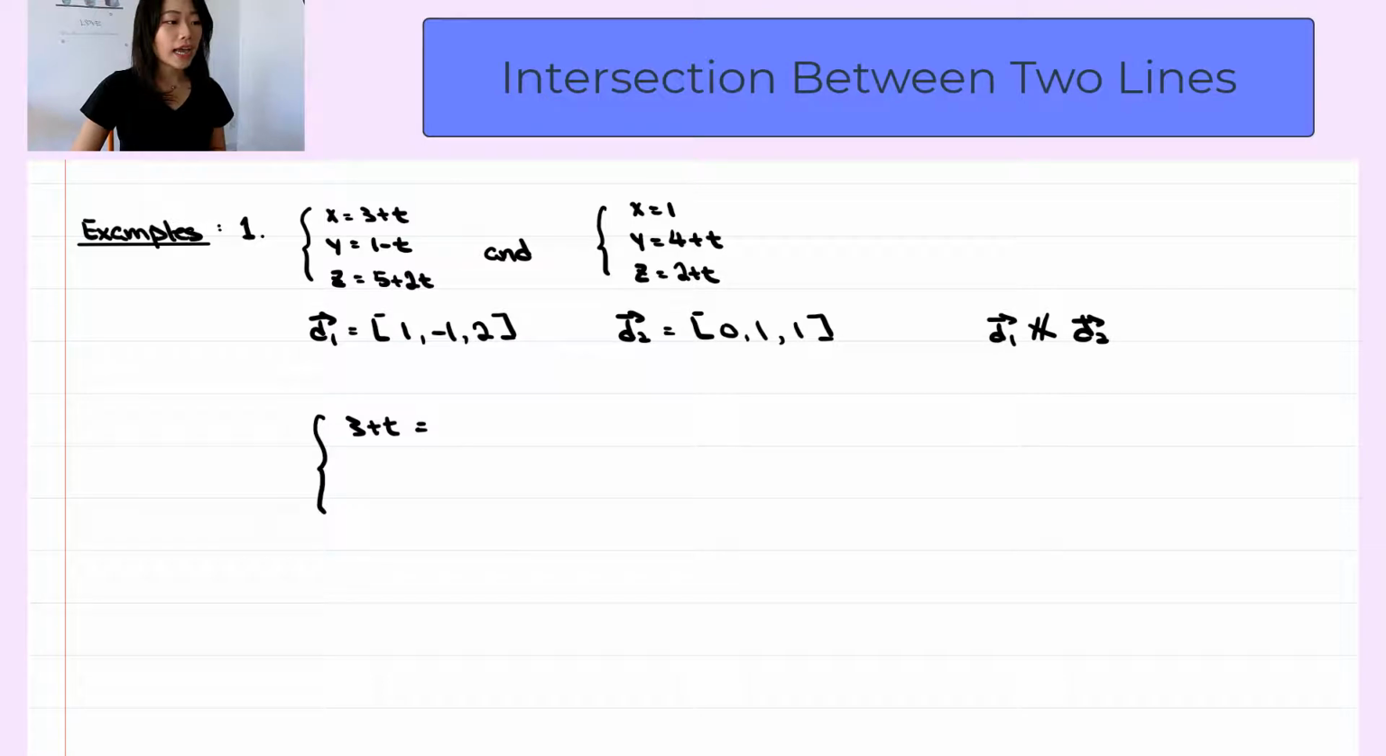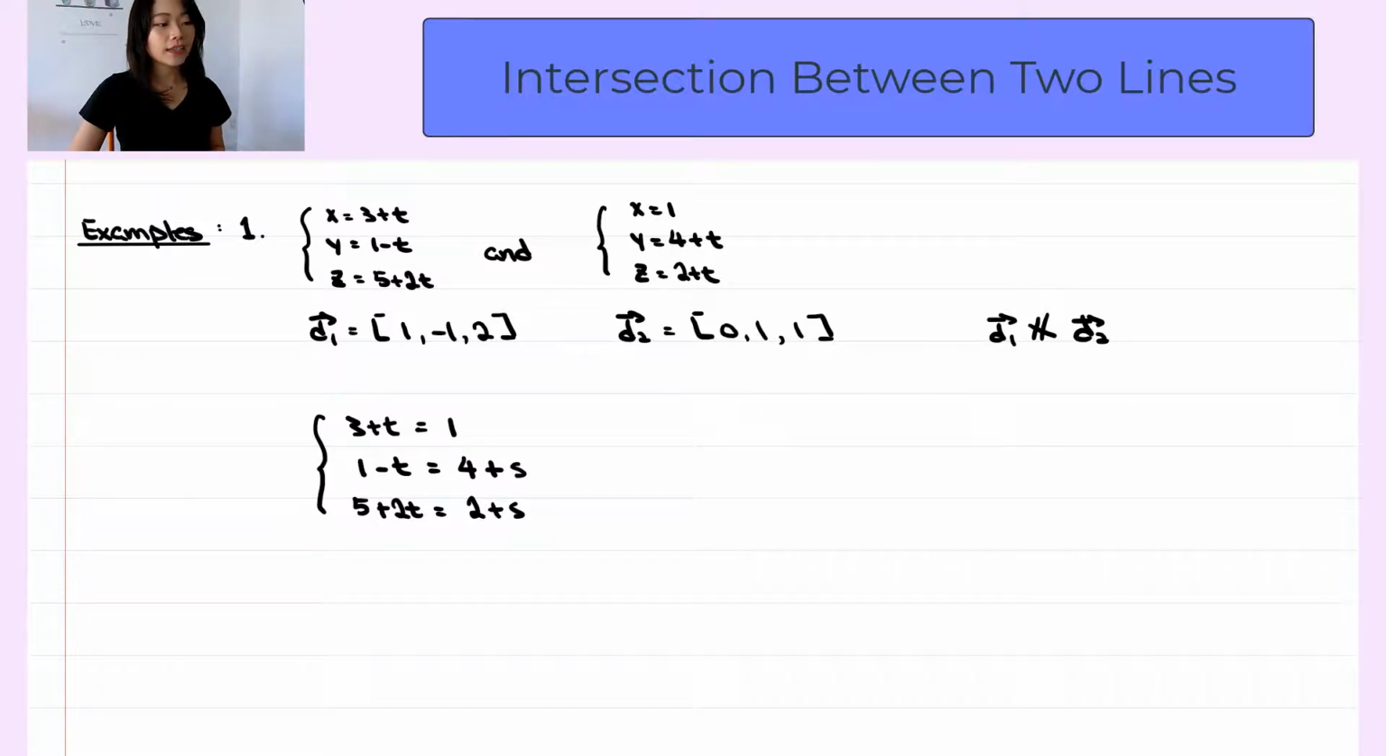From the second line I have 1. For the y component, from the first line I have 1 minus t. From the second line I have 4 plus the free variable, but here I'm going to name the free variable s. And for z, from the first line I have 5 plus 2t. And from the second line I have 2 plus s.